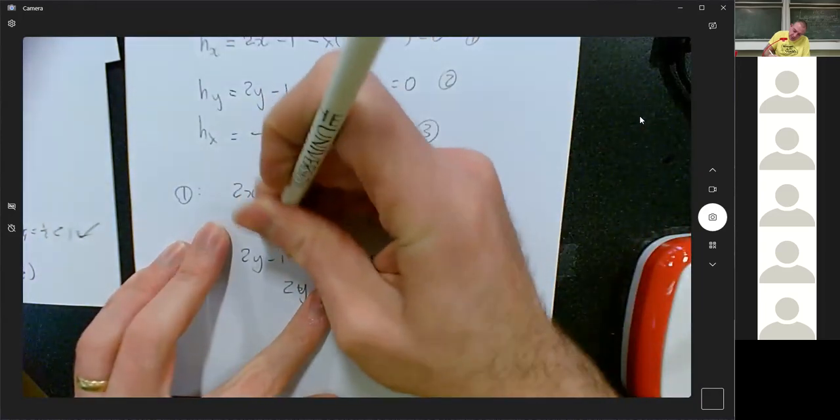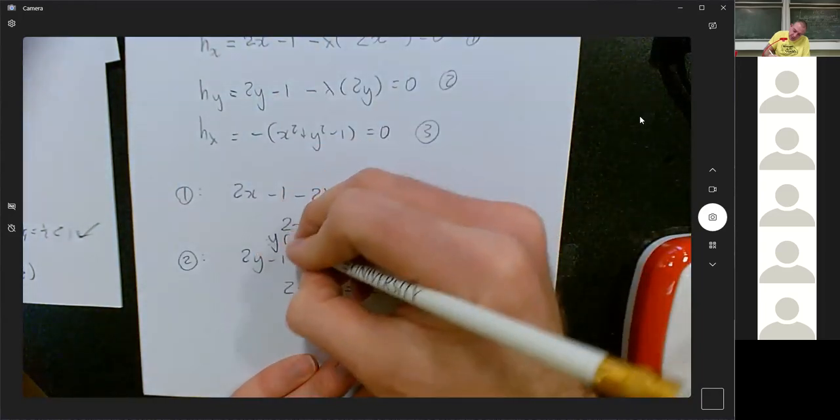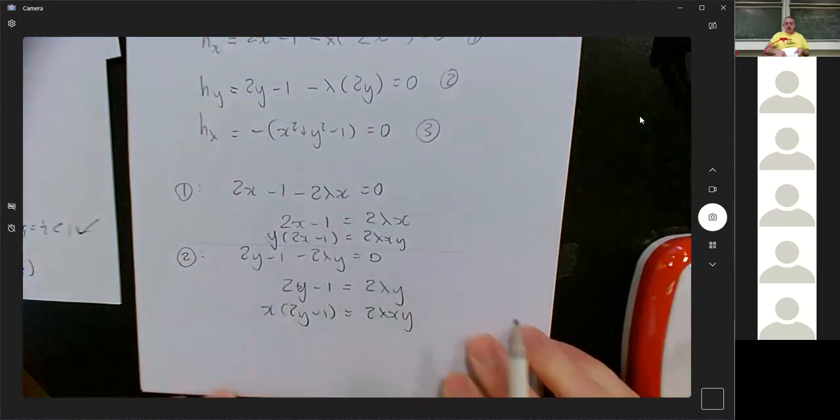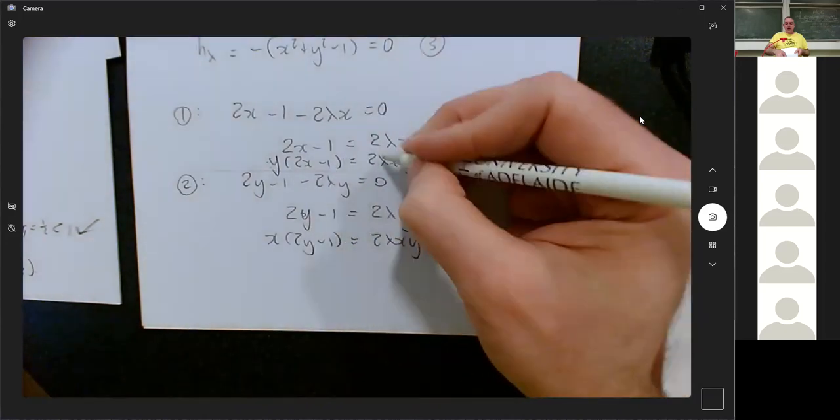So y times 2x minus 1 is 2 lambda xy, and x times 2y minus 1 is 2 lambda xy as well. And so now since this and this are both equal to 2 lambda xy, that means that they must be equal to each other.